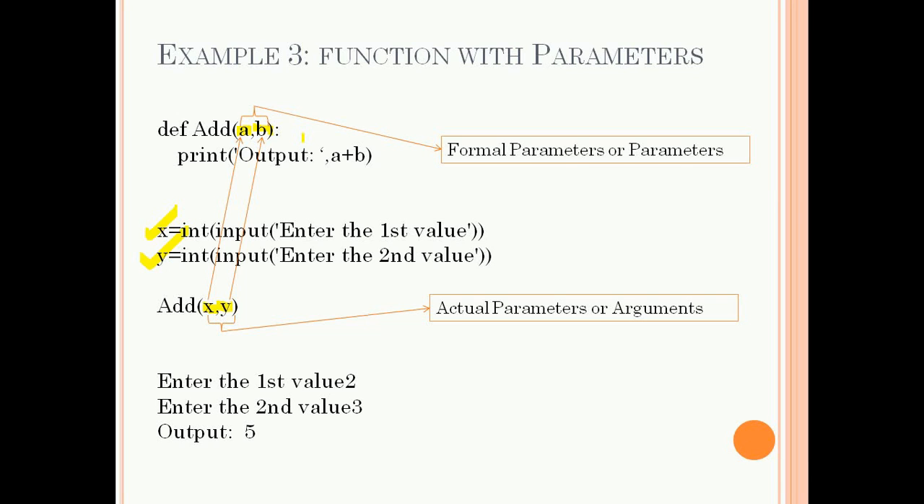And x and y are the actual values received from the user. That's why they are called actual parameters. The value of x will be copied to a and the value of y will be copied to b. So this is the main concept, and you must remember these terms. These are very important for the board exam.